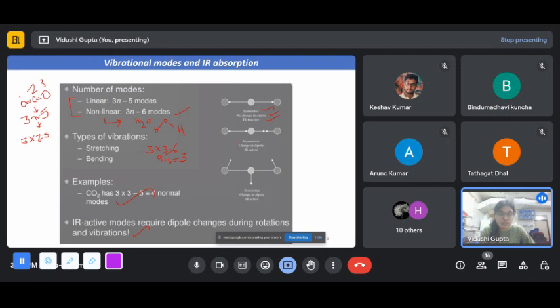Now if you look at the asymmetric one, the atoms move in different directions, so there will be a change in dipole and it will be IR active. Like in scissoring, there will be a change in dipole and it will also be IR active. So for IR active, there should be a change in dipole moment, that is, the dipole moment should not be equal to 0.